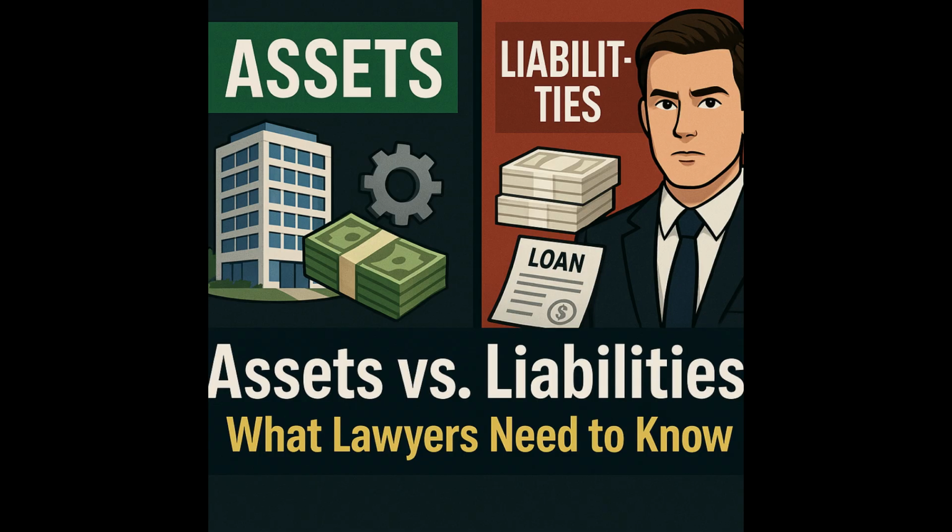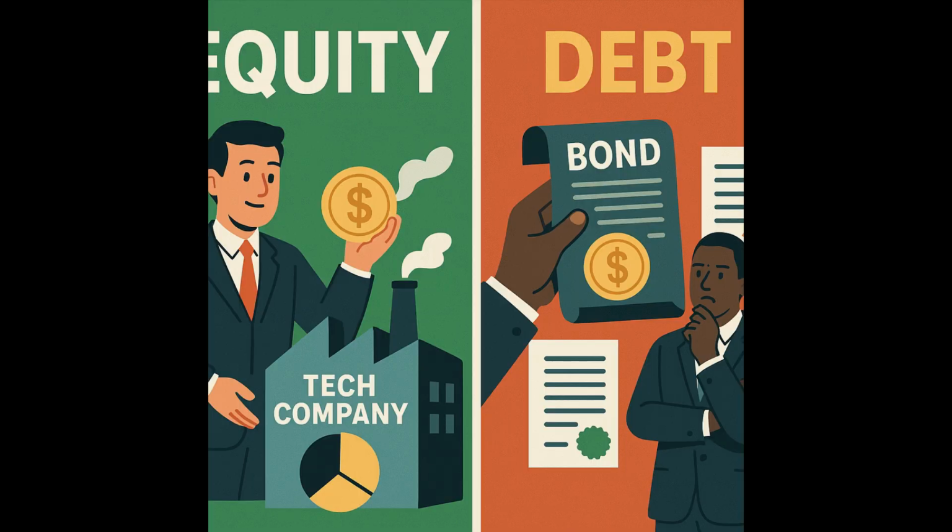If that tech company has a bank loan, that's a liability, and knowing the total liabilities helps lawyers assess risks in deals. Equity represents ownership in the company. If someone owns shares, they have equity, which entitles them to a share of the profits and a say in important decisions. This is different from debt, which is money borrowed that must be paid back, often with interest.